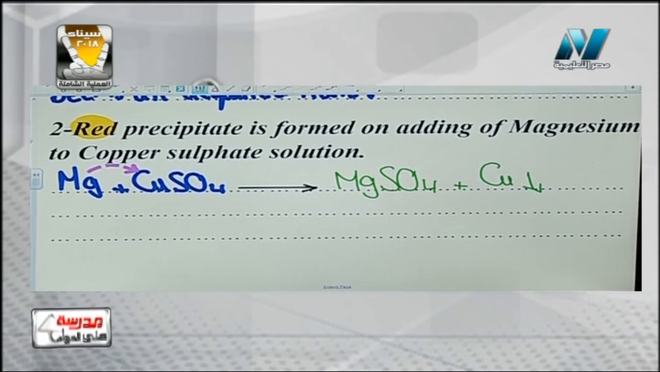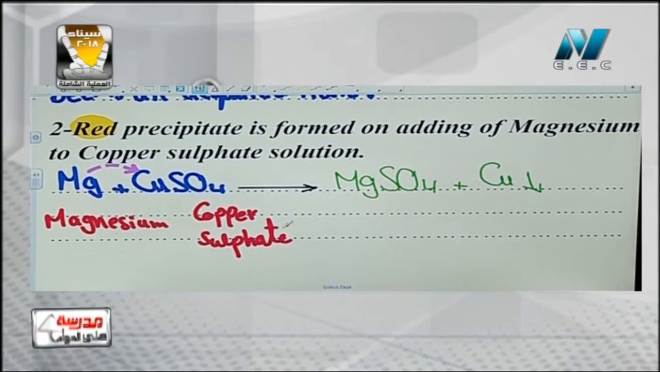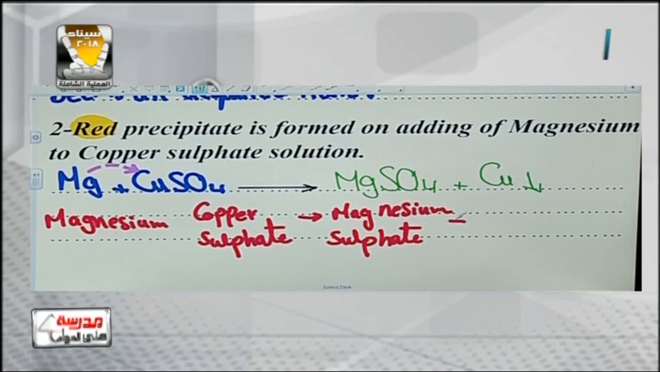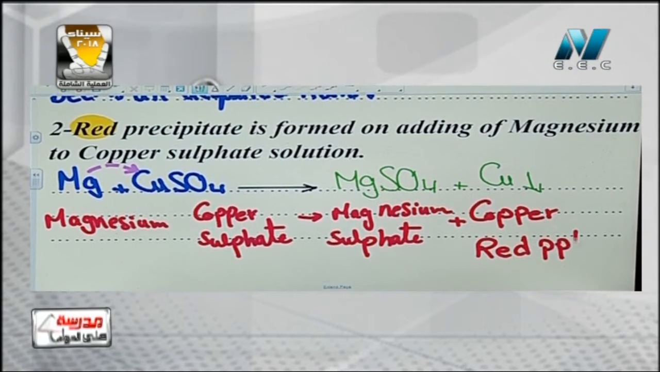So this answer is not enough. لازم ده give reason. يبقى لازم اكتب هنا magnesium, لازم اكتب هنا copper sulfate, لازم اكتب هنا magnesium sulfate plus copper, and the color of copper is red or reddish brown, PPT, as precipitate. Okay.